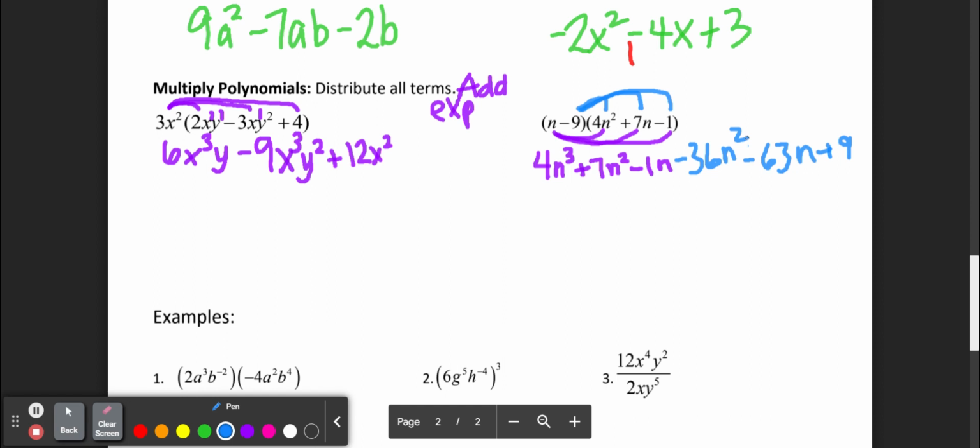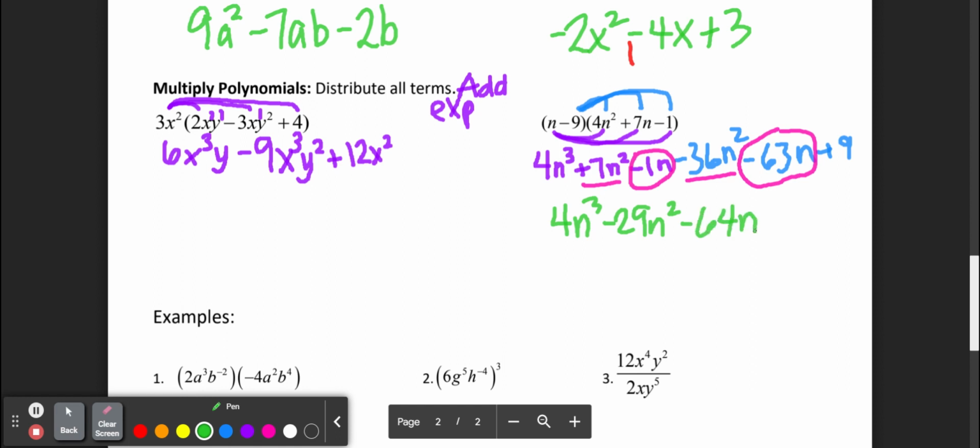Okay, so again, I'm going to combine like terms. So I'm going to combine my n squareds with n squareds. And I'm going to combine my n's with n's. And that's it. That's all I can combine together. So I have 4n cubed minus 29n squared. I'd throw that in my calculator and make sure you get -29. You have minus 64n plus 9. Okay, so that was a bunch to do. Okay. Let's look down at the next examples.